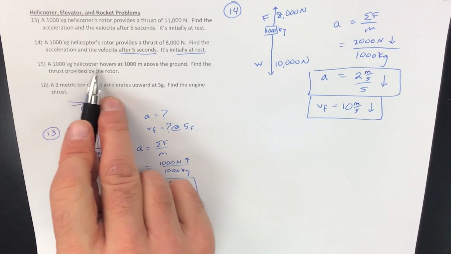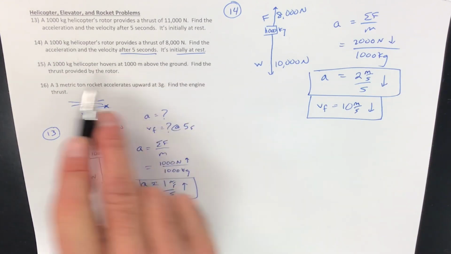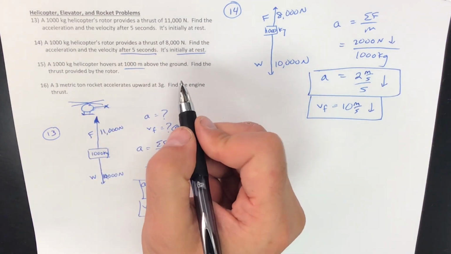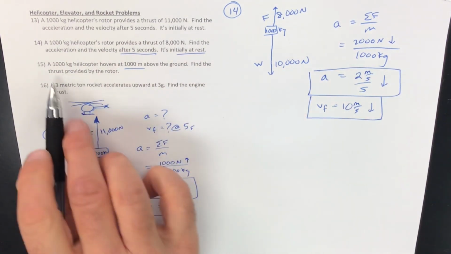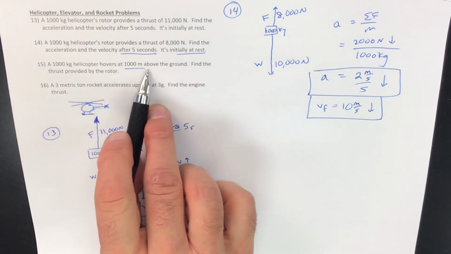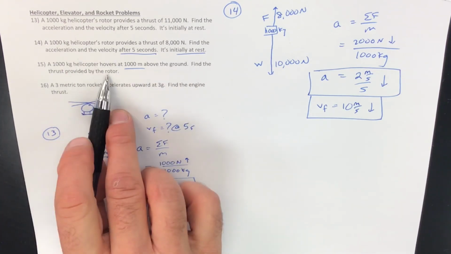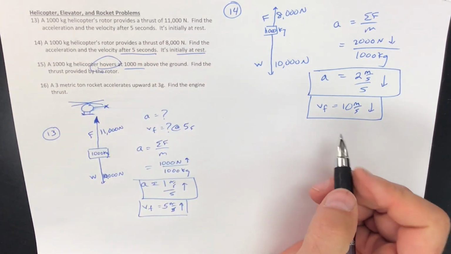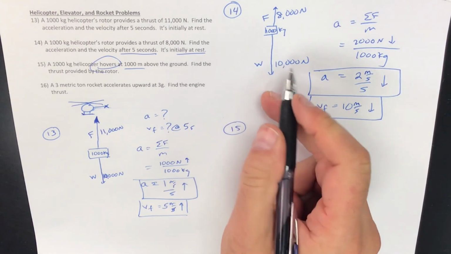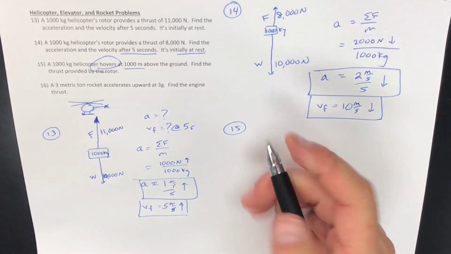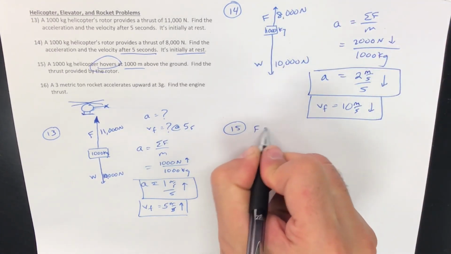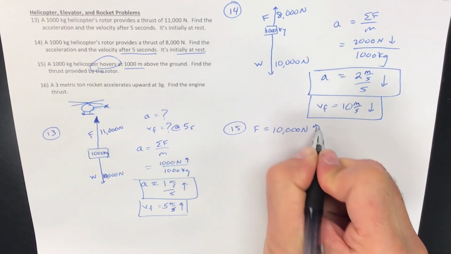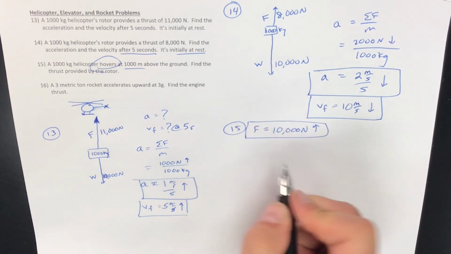Number 15, a 1,000 kilogram helicopter hovers 1,000 meters above the ground. Find the thrust provided by the rotor. Wait, what's this 1,000 meters thing? We haven't dealt with that. I don't know, what's the acceleration? English word hover. Okay, so same free body diagram, but just ignore that. If you have a weight of 10,000, the thrust and the weight have to balance each other. And so that's going to be 10,000 newtons up, static equilibrium, staying right there.